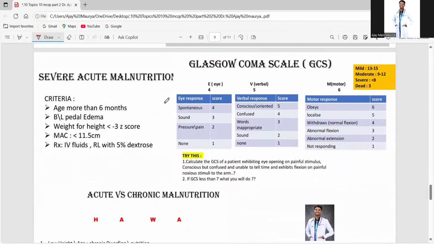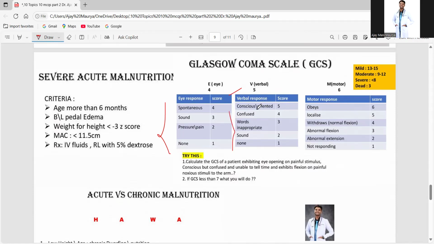This is the score. I think everyone knows about this one. Just remember it in my style. See, EVM: E for eye, V for verbal, M for motor. EVM 456 means 4 is the highest score for eye, 5 is the highest score for verbal, 6 is the highest score for motor. I think you all know about this.